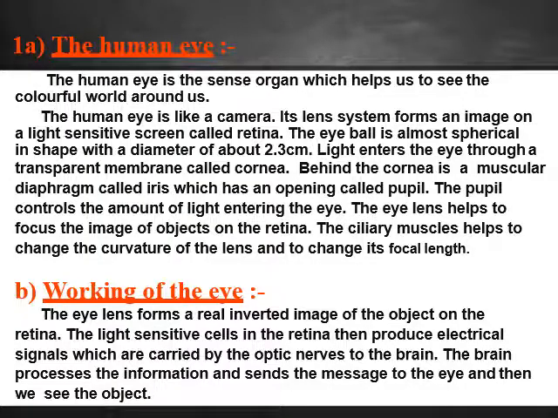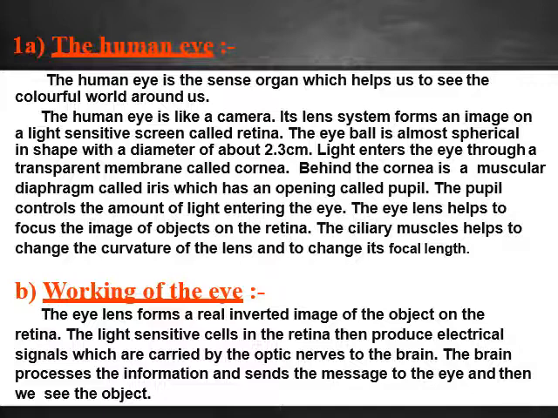The human eye is the sense organ which helps us to see the colorful world around us. The human eye is like a camera. Its lens system forms an image on the light-sensitive screen called retina. The eyeball is almost spherical in shape with a diameter of about 2.3 centimeter. Now, the light enters the eye through a transparent membrane called cornea.